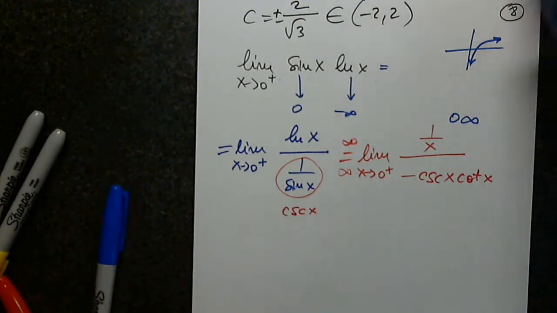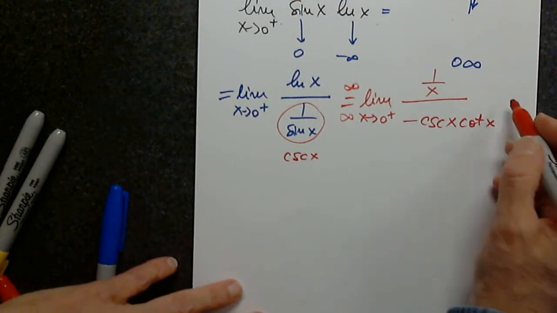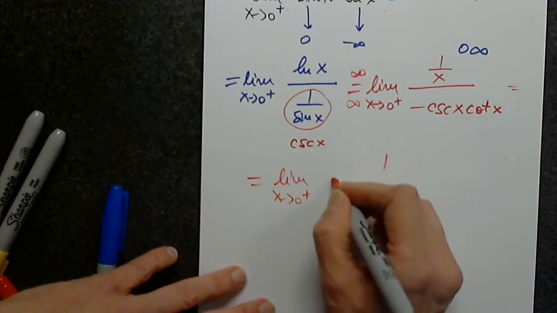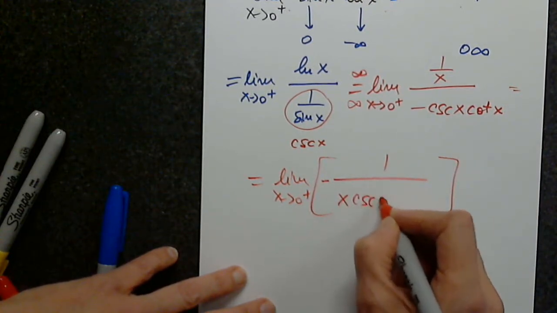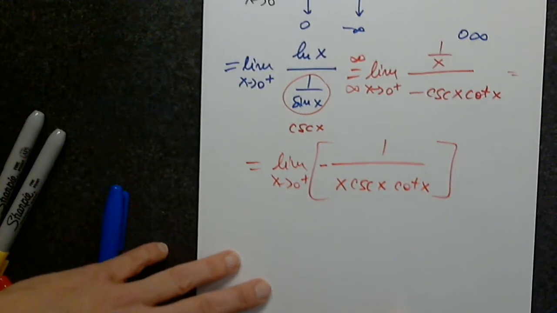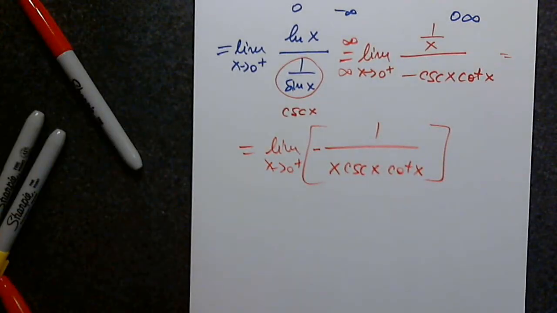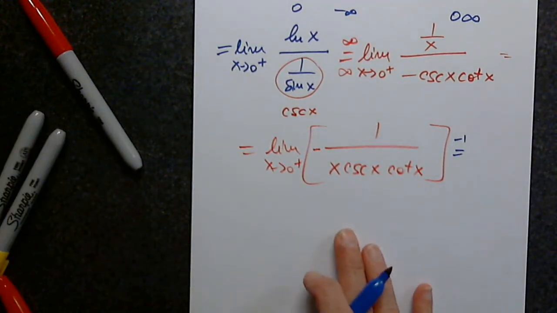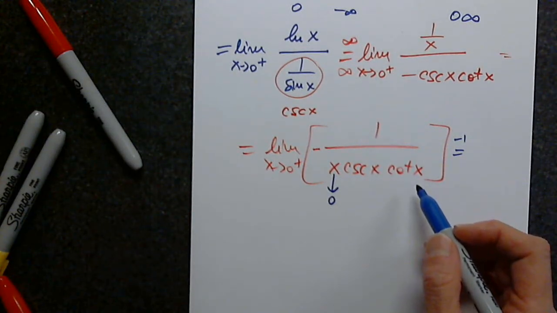Any questions so far? Okay, so let's see what we have next. So this is the limit as x approaches 0 from the right of x cosecant x cotangent x. So the top is 1, or if you want, negative 1. Doesn't matter. Now let's see what happens in the denominator. This approaches 0. Cotangent is cosine over sine.